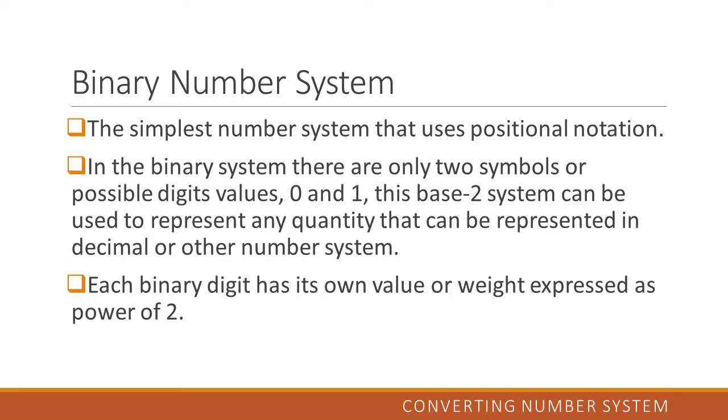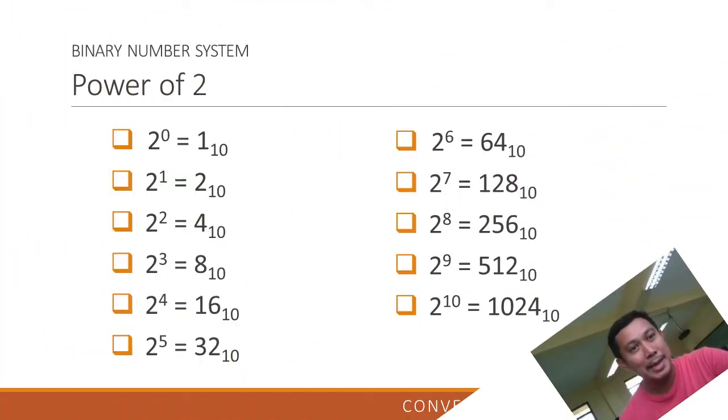And each binary digit has its own value or weight expressed as the powers of 2. Remember, each digit, that is each zero and each 1 of the binary system, has its own weight, has its own representation, has its own expression in the powers of 2. Now, in the binary number system, the following are the equivalents of the powers of 2, or the binary to the decimal number system. And what is that?